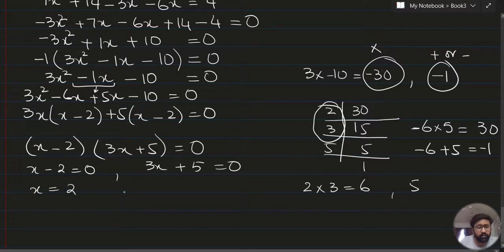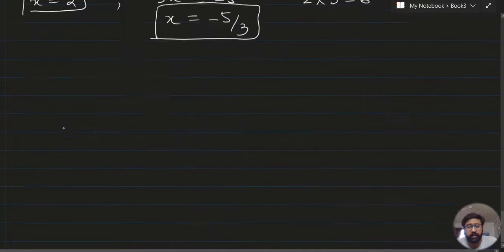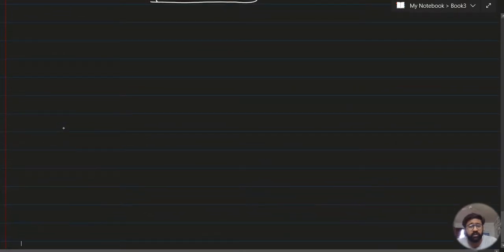So x is equal to 2 and 3x is equal to minus 5, collecting the like terms on one side, and then further simplifying, the value of x is going to be minus 5 by 3 and the other value of x is going to be plus 2. So this was the end of question number 1. We are going to move on to question number 2 after that.